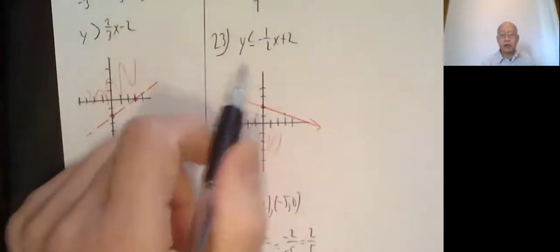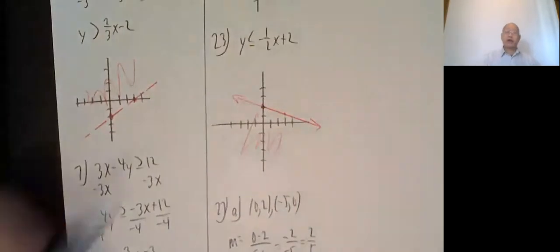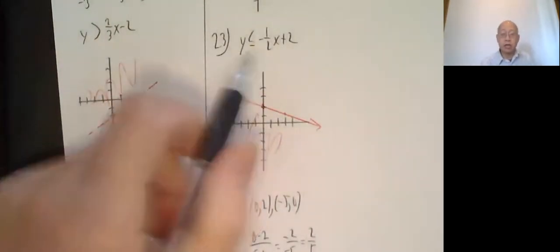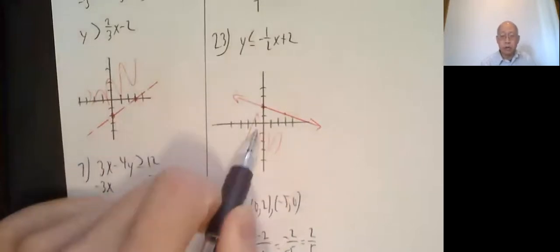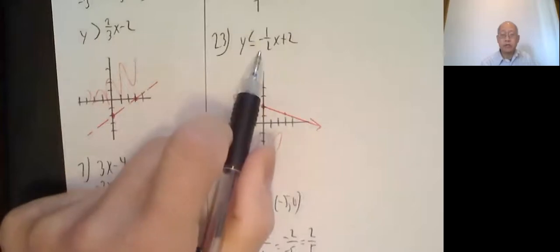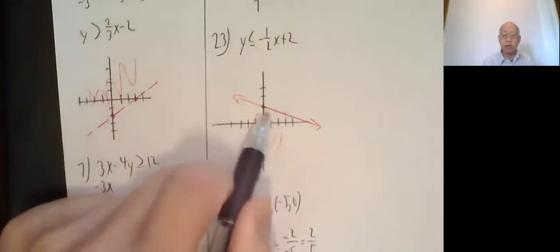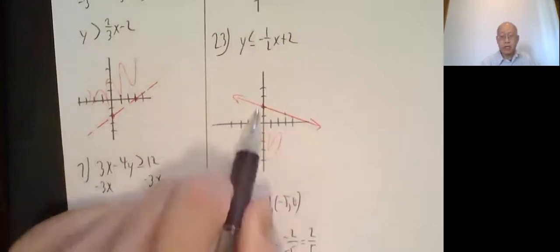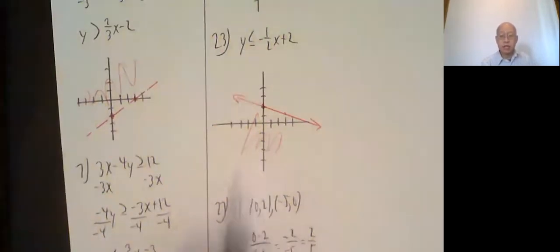Number 23 is a little bit easier. y is less than or equal to negative a half x plus 2. I already have y isolated, so there's nothing else to do. I graph the boundary line. This time it's solid. My b is 2, so 1, 2. And my slope is negative 1/2, so that's over 2, down 1, rise over the run. So I go 2 over and 1 down. Draw myself a solid line because I have a line underneath there. And y less than means shade below.